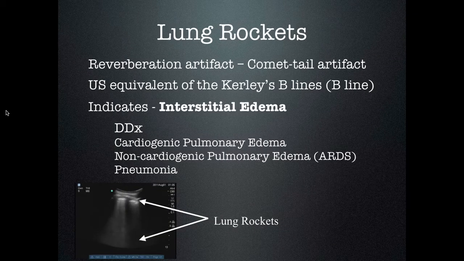Again, this is a reverberation artifact or a comet tail artifact, and it's the ultrasound equivalent of a curly B line. This is where it gets the name of B line, and it indicates interstitial edema. Now, it doesn't tell you what the interstitial edema is from. It could be from cardiogenic pulmonary edema, it could be from non-cardiogenic pulmonary edema or ARDS, or it can be from pneumonia. You have to use other information to tell the difference between these three.